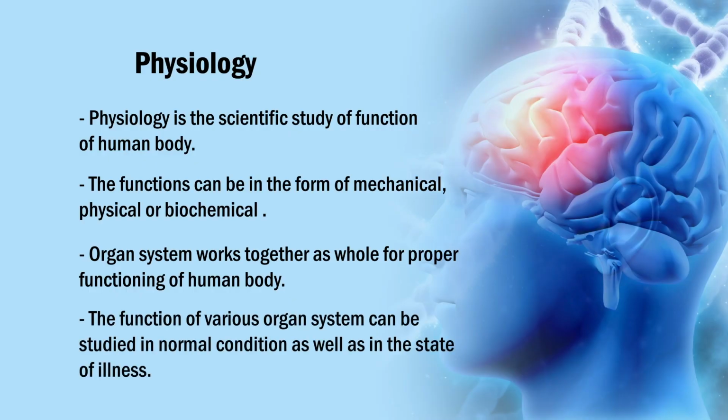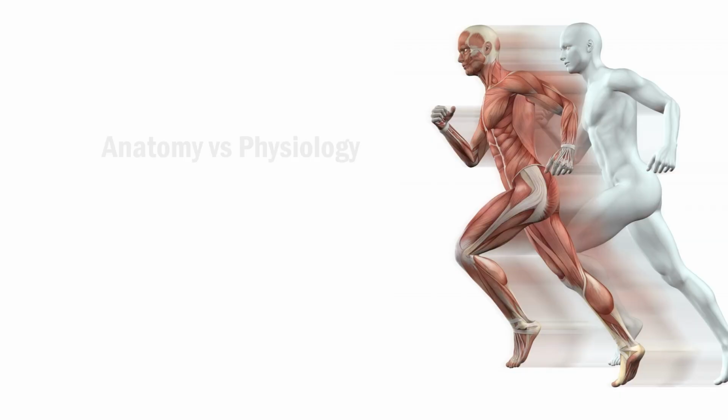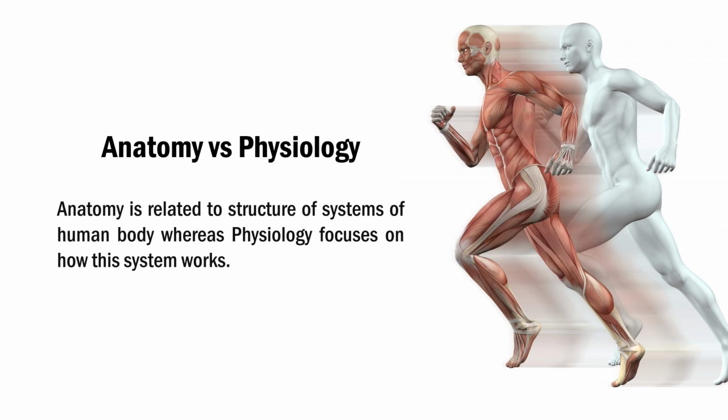The function of various organ systems can be studied in the normal condition as well as in the state of illness. There is a close relationship between anatomy and physiology. Anatomy is related to the structure of the systems of the human body, whereas physiology focuses on how these systems work.